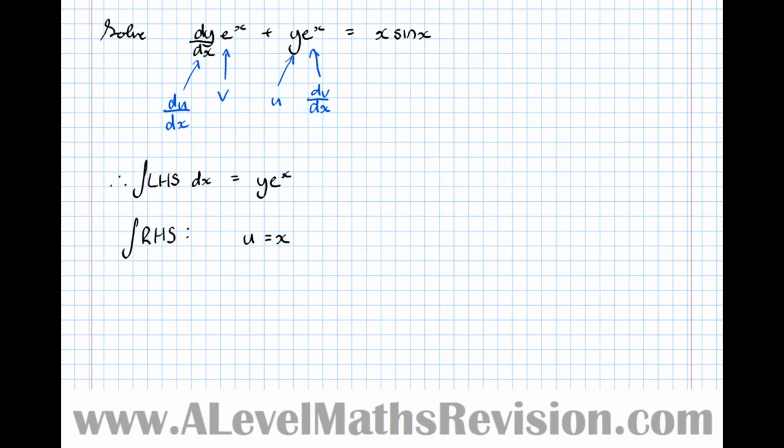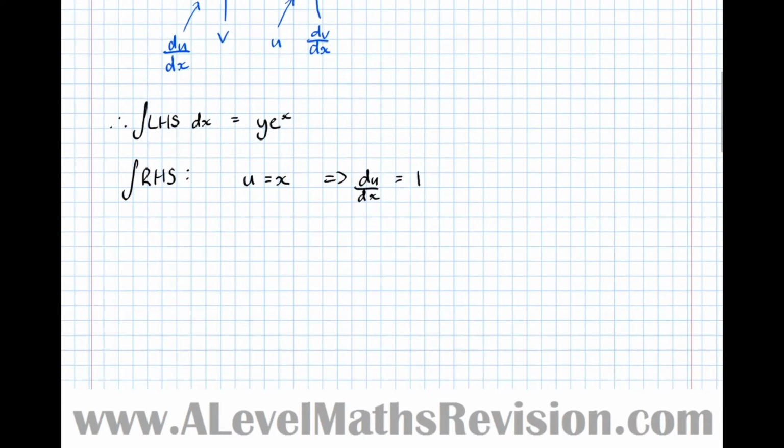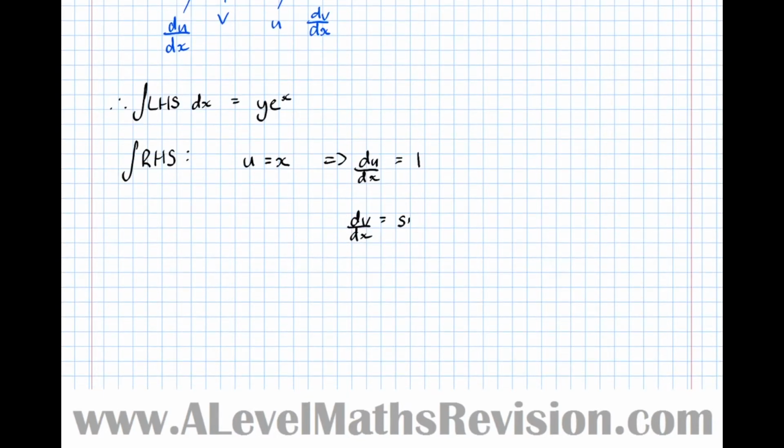So let u equal x, which means that du by dx equals 1. And we're going to let dv by dx equals sin x, which implies v equals the integral of sin x dx equals minus cos x. Therefore, the integral of the right hand side dx, I'm just looking here, I forgot to write dx before, so let's write dx here as well. That's important. So the integral of the right hand side dx equals uv minus the integral of v du by dx.